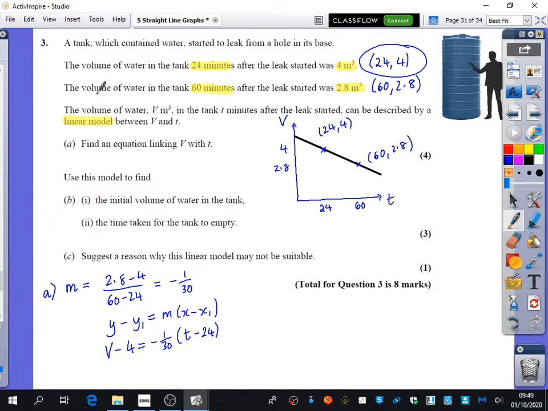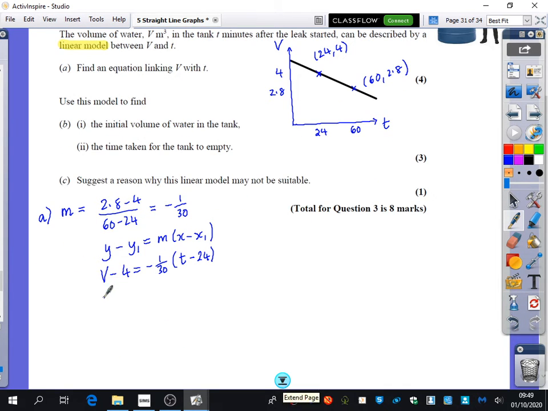And I am probably going to write it in a slightly better form than that. I'm going to expand the brackets. So I get v minus 4 equals minus 1 over 30 t, and then that's going to be plus 4 over 5, because 24 over 30 is 4 over 5. I'm then going to add 4 to that. So we get v equals minus 1 over 30 t plus 24 over 5. And that's it. That's the equation of the line.